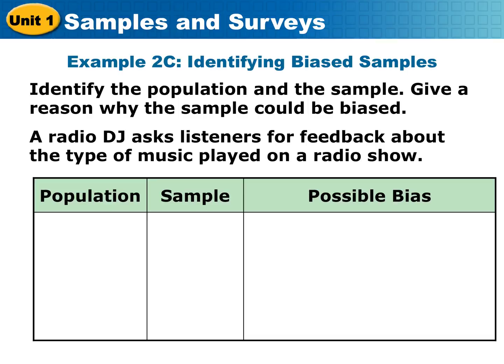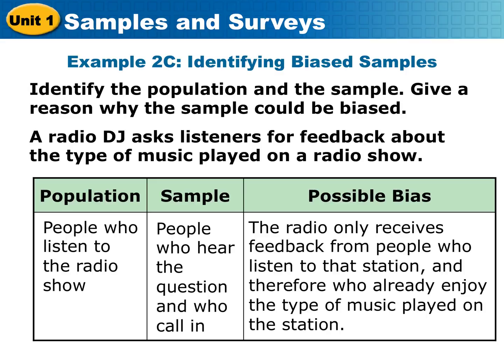Identify the population and the sample. Give a reason why the sample could be biased. A radio DJ asks listeners for feedback about the type of music played on a radio show. Well, the population is going to be radio listeners, specifically people who listen to that radio show. The sample is the people who hear the question and who call in.